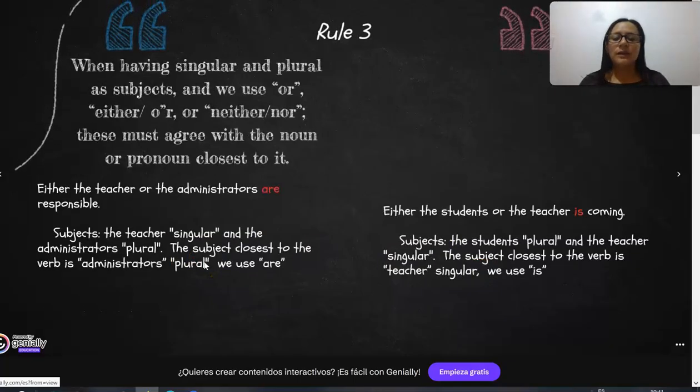The next, rule number 3. When having a singular and a plural as a subject and we use or, neither nor, the verb must agree with the noun or pronoun closest to it. This is different, yeah? Here I have the either and also either. And my noun, which is closest to the verb, is administrators in the first sentence and teacher in the second. Administrators is plural, that's why my verb goes in plural, are. And here the teacher is singular, that's why my verb goes in singular.